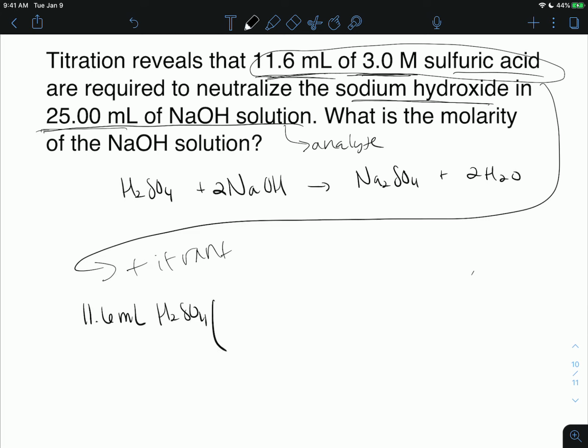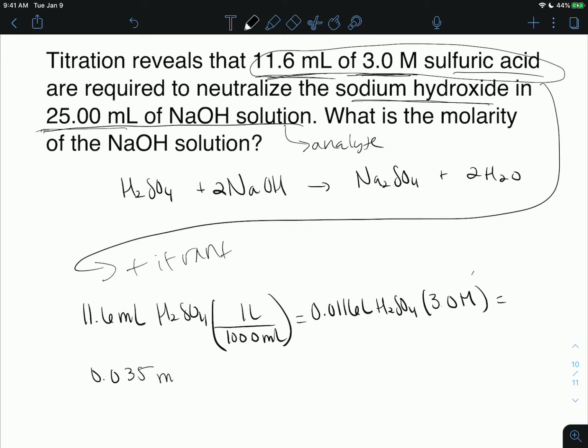We need to convert that into liters, giving us 0.0116 liters of sulfuric acid. And now we can use our concentration, 3.0 molar, canceling out our liters, leaving us with moles. This gives us 0.035 moles of sulfuric acid.